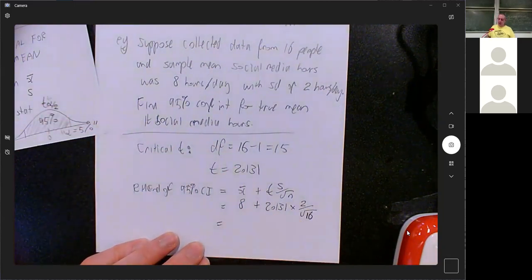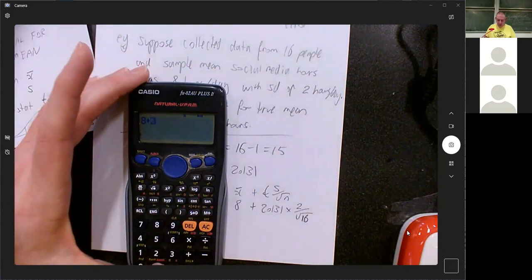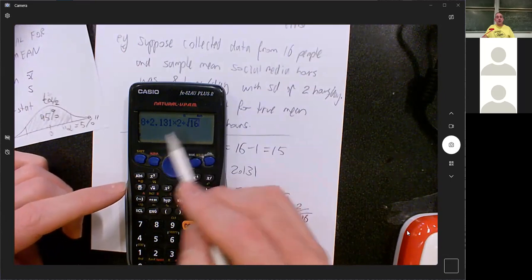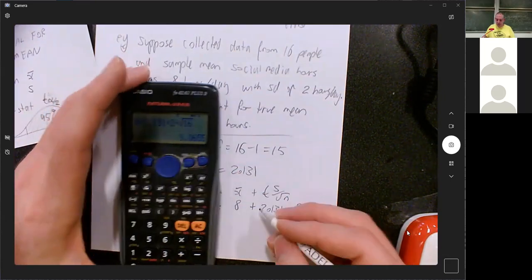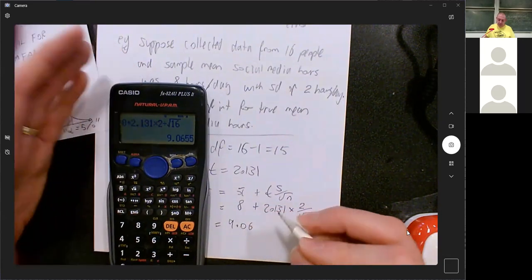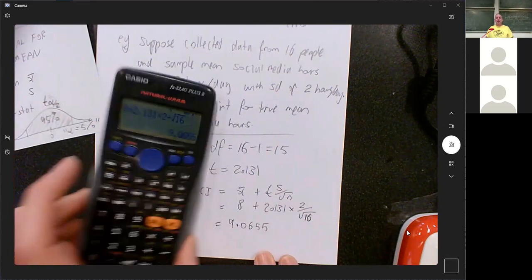And then that on my calculator would be 8 plus 2.131 times 2 divided by the square root of 16. And this calculator is clever enough to know to do the square rooting and the dividing before it does the plus, so I don't have to put any brackets in, and it will produce 9.06. I'm just going to use all decimal places, just leave it at that.